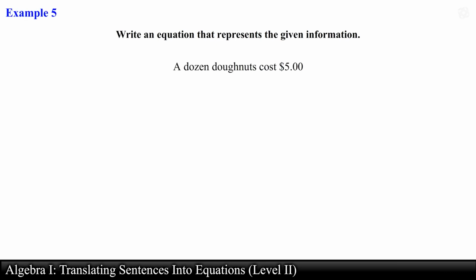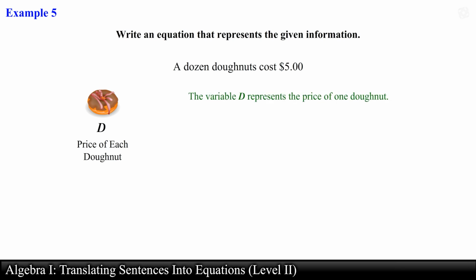A dozen donuts cost $5. Once again, after reading the sentence, notice that we have no idea how much a single donut costs. So this value is a perfect candidate to be represented by a variable. Let's use D as our variable.